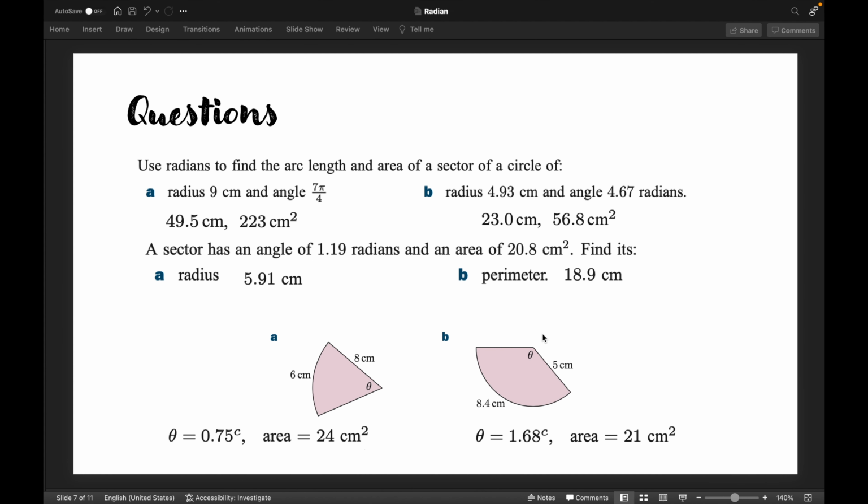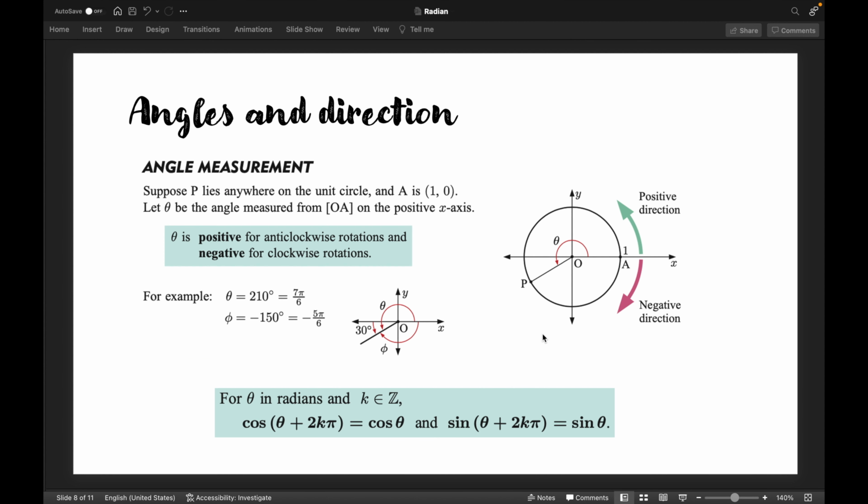Okay, now let's move on to the next topic. So from now on, it's going to be a lot of theory. So first we'll learn about angles and direction. So you might have thought that angles are only positive. Well, that's not true. So let's look at the thing.